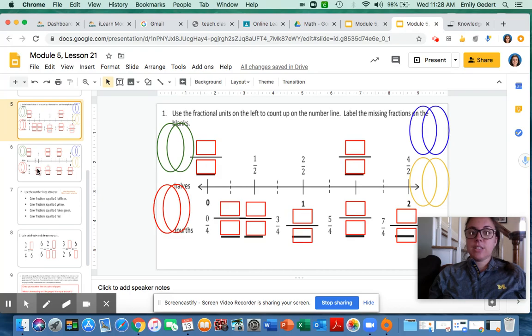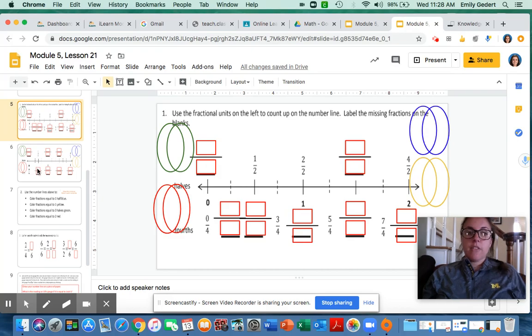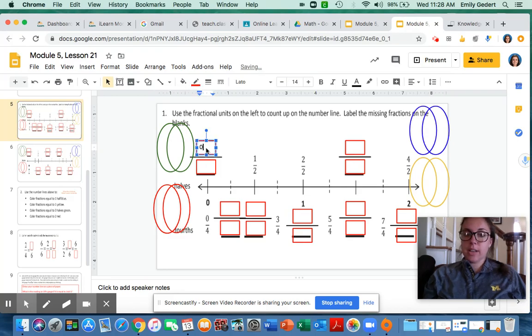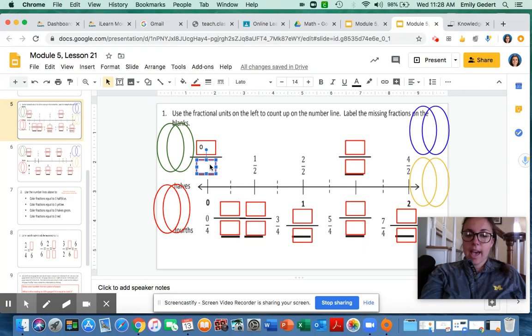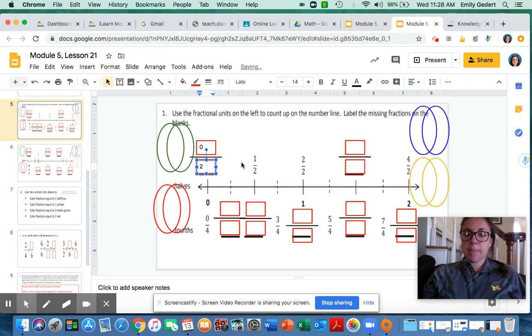Slides 5 and 6 are very similar. For 5 and 6, ignore these circles for now. Your job is to fill in these red text boxes. I know it's kind of hard to see, but this first one is halves, so we're counting by halves. So of course, we're always going to start with 0 halves. So I'm just clicking it and typing it in.